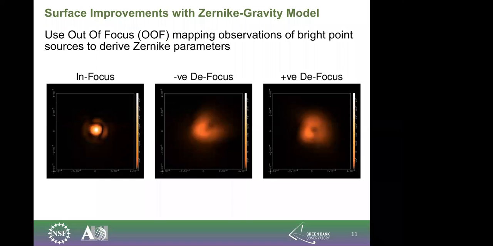Okay, so some surface improvements with the Zernike gravity model. So the use of the out of focus, that was the OOF that I was mentioning earlier. So mapping observations of a bright point source to derive Zernike parameters.